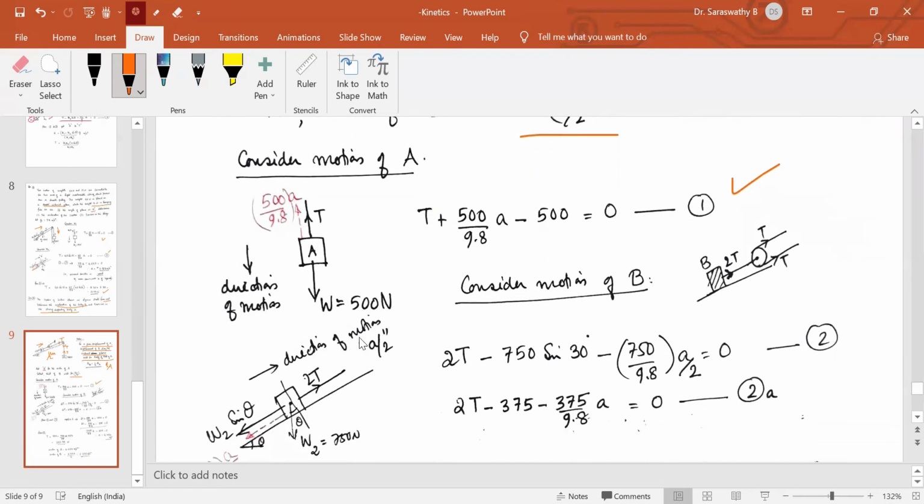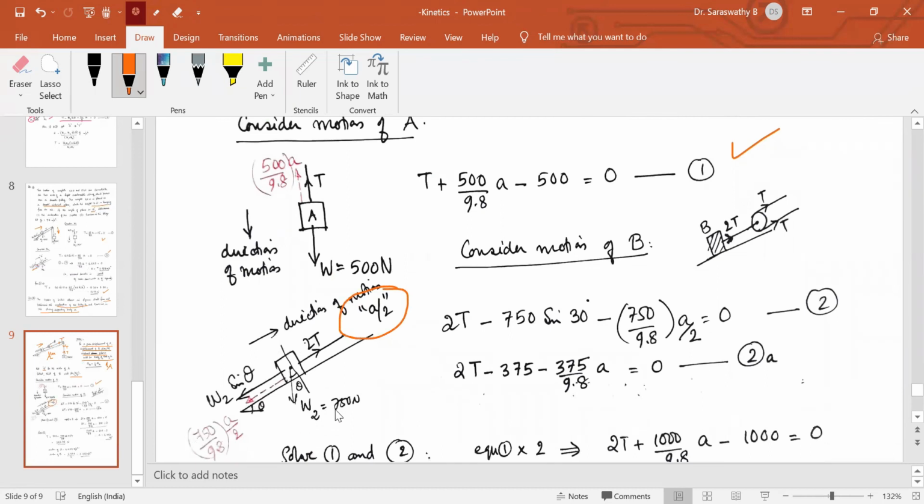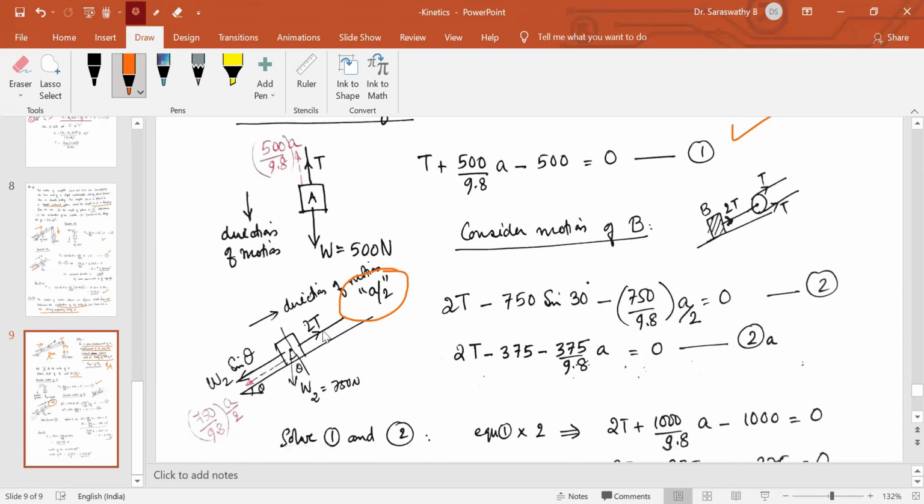This is the direction of motion. Its acceleration is only a by 2. This is very, very important. So you apply mass into acceleration. 750 is the weight. 750 by 9.8 mass into a by 2, opposite to the direction of motion. Then component of this weight along the plane, W sine theta. So totally the equation of motion for this block will be 2T minus W sine theta, 750 sine 30, minus 750 by 9.8 mass into a by 2 is equal to 0. So this is the second equation.